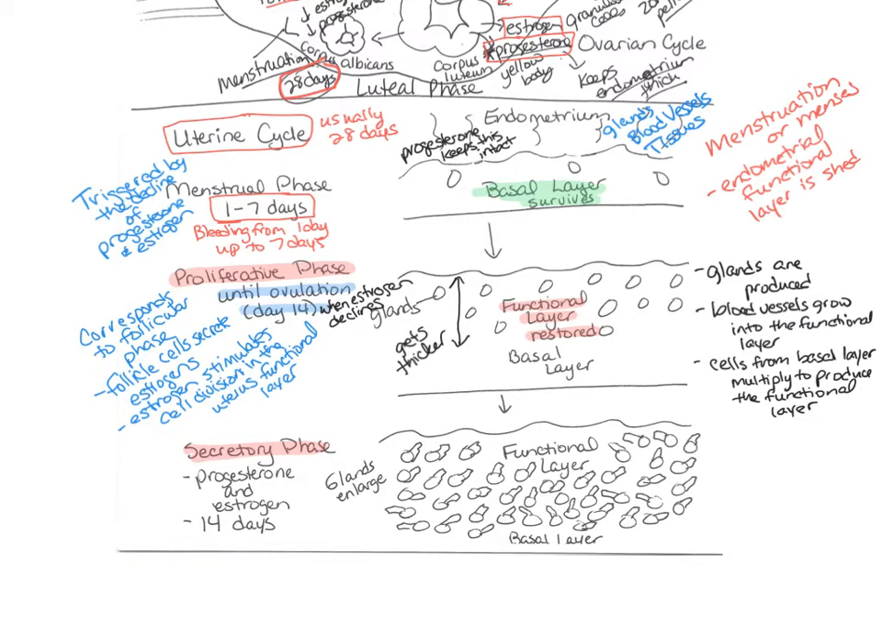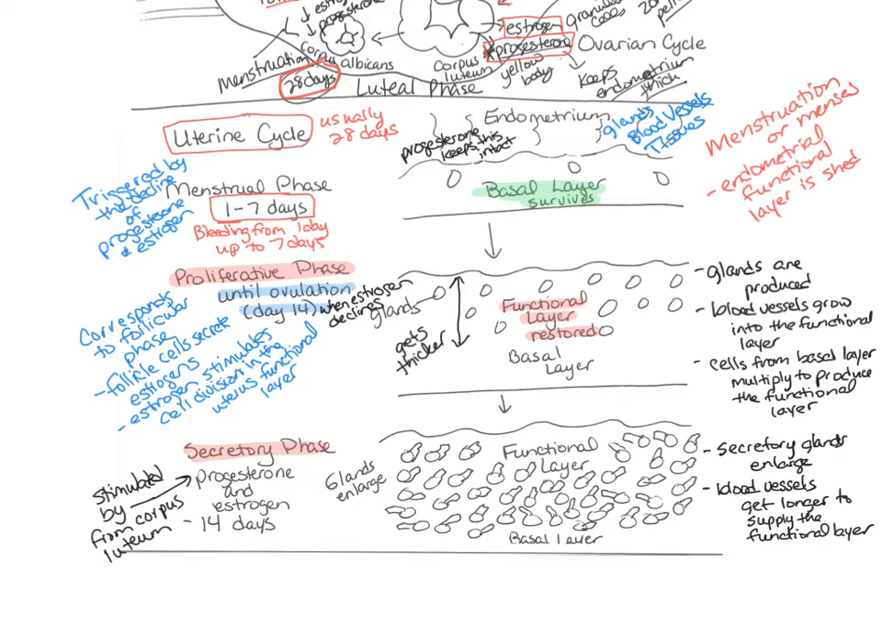During the secretory phase, the endometrial glands enlarge and they start secreting at a faster rate, and the arteries of the uterine walls start to elongate. And these changes are stimulated by the progestins from the corpus luteum. So the main progestin is the progesterone. It's also stimulated by the estrogen that's released from the corpus luteum because there is still a small amount of estrogen being released from the corpus luteum.